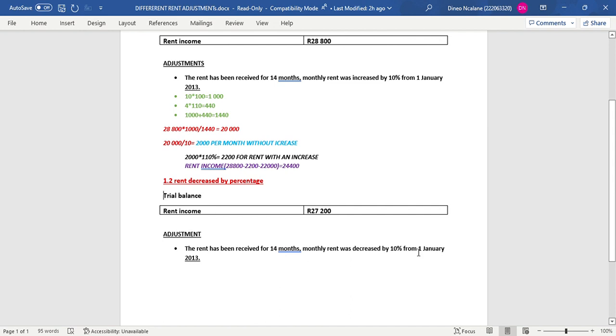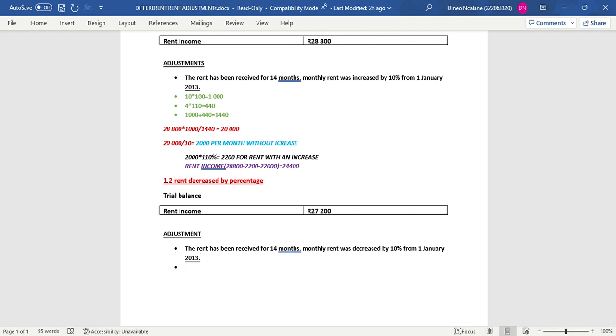Okay, monthly rent was decreased by 10% from 1 January 2013. Even in this case, we will use the same technique. We will calculate the number of months before the decrease, and after calculating the number of months before the decrease, we will definitely know the number of months with the decrease. Okay, let's start an attempt.